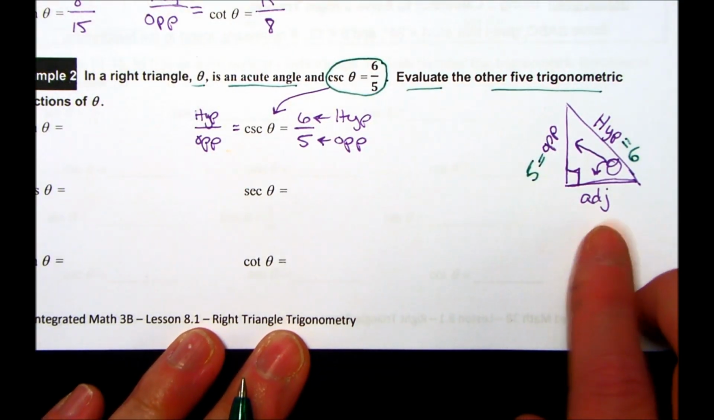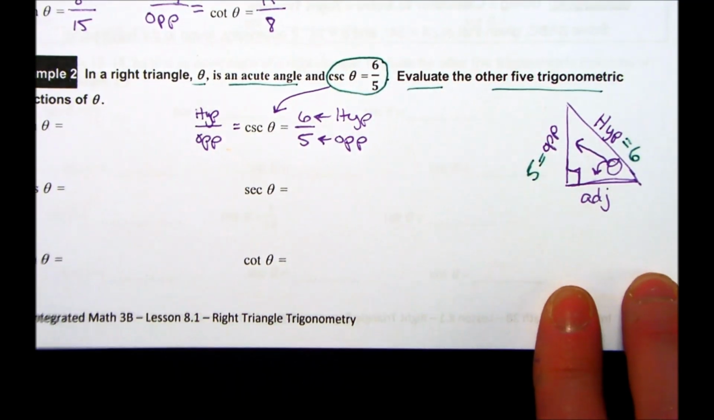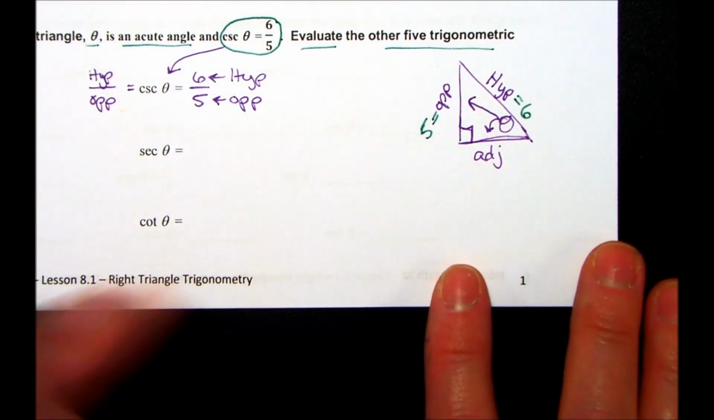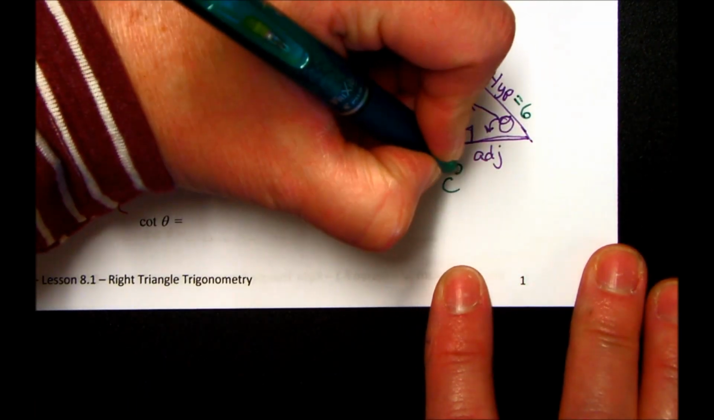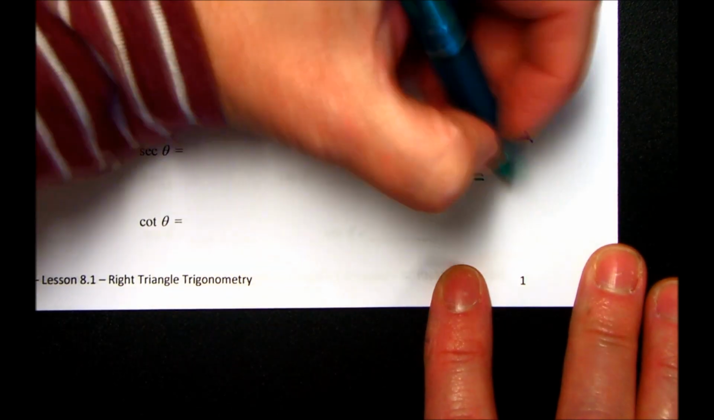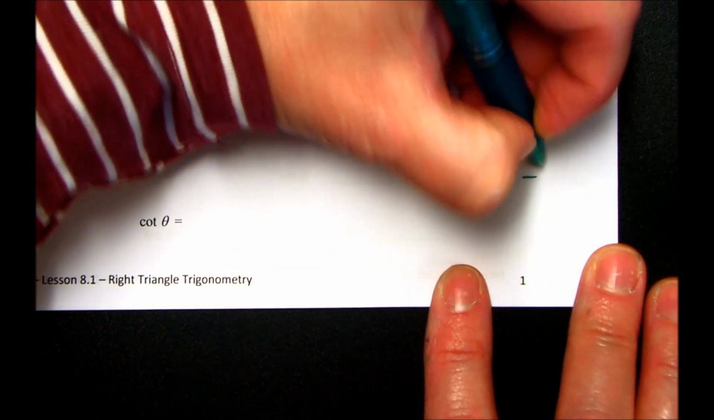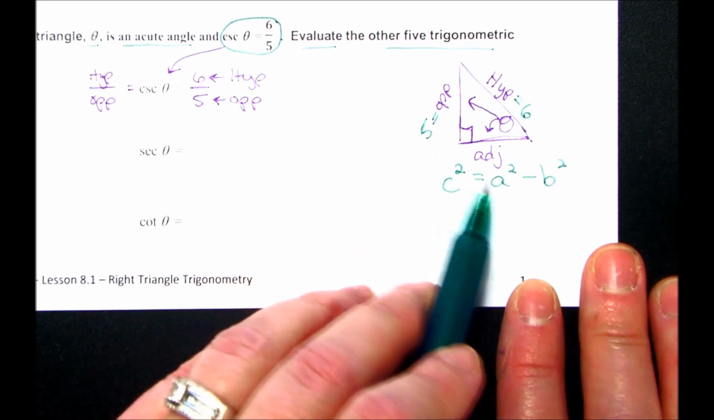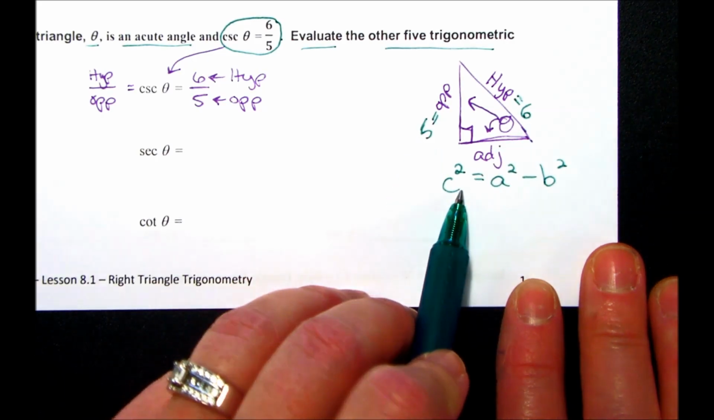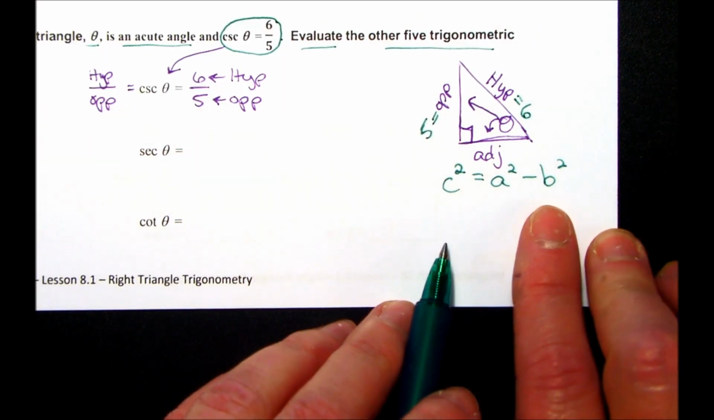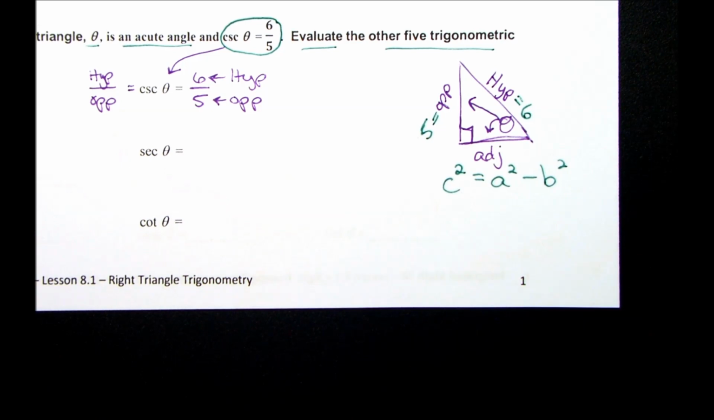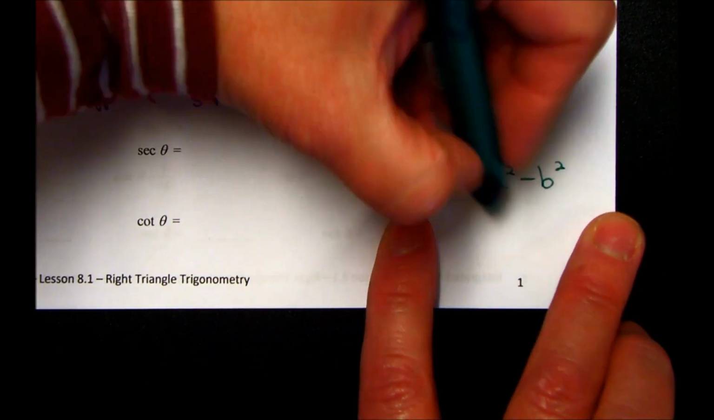So I need to find my adjacent. Once again, we're going to use the Pythagorean theorem, but since we are given the hypotenuse, I'm going to use the formula c squared equals a squared minus b squared. So I'm going to substitute 5 for a and 6 for c. So I'm going to subtract from the hypotenuse. Wait, no, that's not right. What am I thinking?